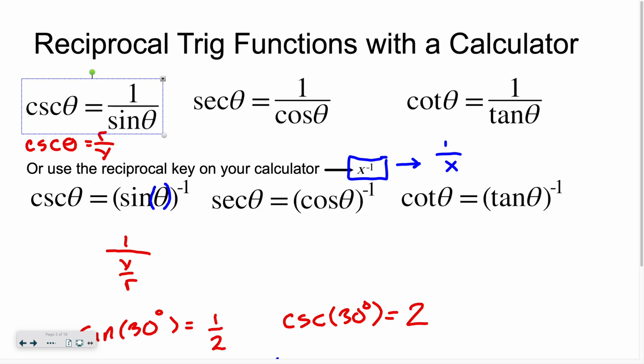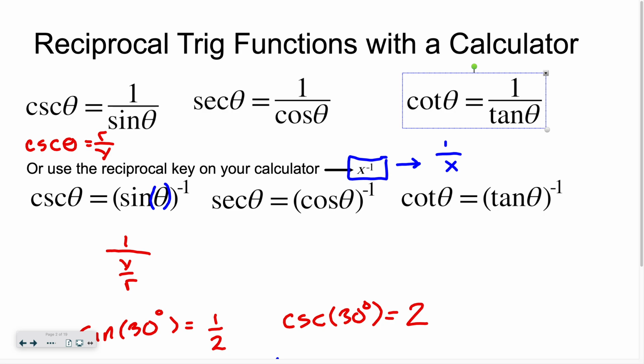So if you need to calculate the cosecant of an angle and your calculator does not have the reciprocal functions embedded in it, what we have to do is divide 1 by the sine of the angle you're working with. Same with secant: if I wanted to calculate the secant of an angle, I'm going to calculate 1 divided by the cosine of that same angle. The same goes for cotangent: I'm going to divide 1 by the tangent of that angle.